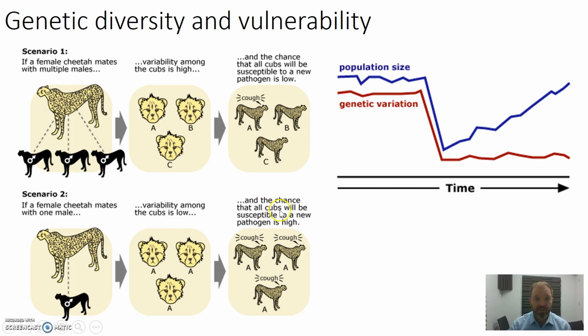So, as an example, all the cubs are going to be susceptible to the same pathogen. Something that might make only 1 out of 3 sick here makes all 3 of them sick here. So all populations that have gone quite small don't have a lot of genetic diversity and therefore are at risk. Other examples might be a small population that ends up on an island, like a founder population. Again, low levels of genetic diversity, high levels of vulnerability.